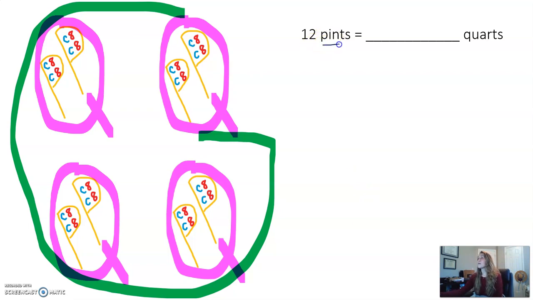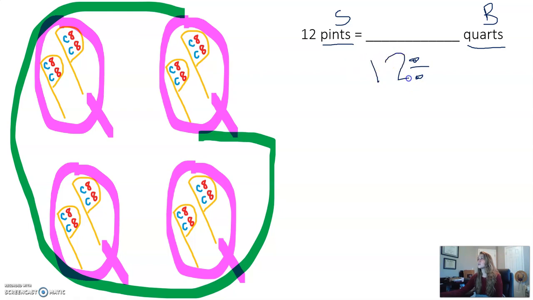We are going from 12 pints to quarts. So when I look here at my chart, I can see that quarts is bigger than pints. So this is my big unit and this is my small unit. So we're going from small to big, divide that pig.